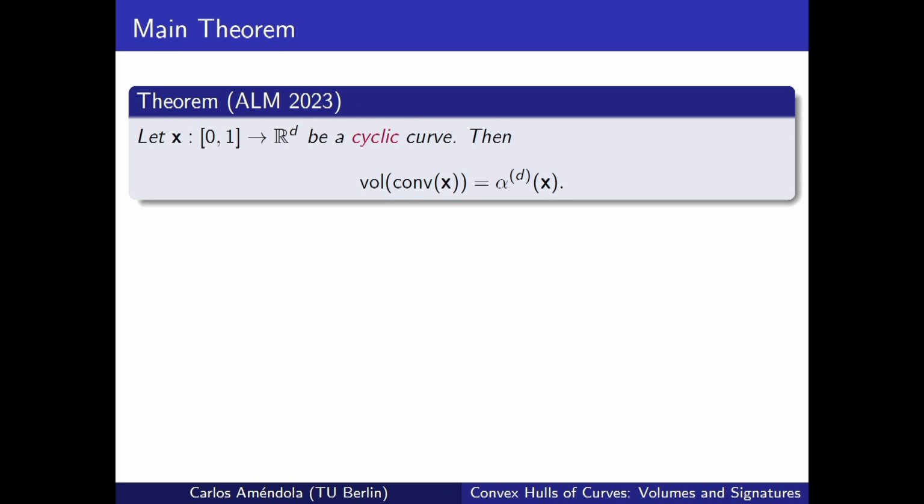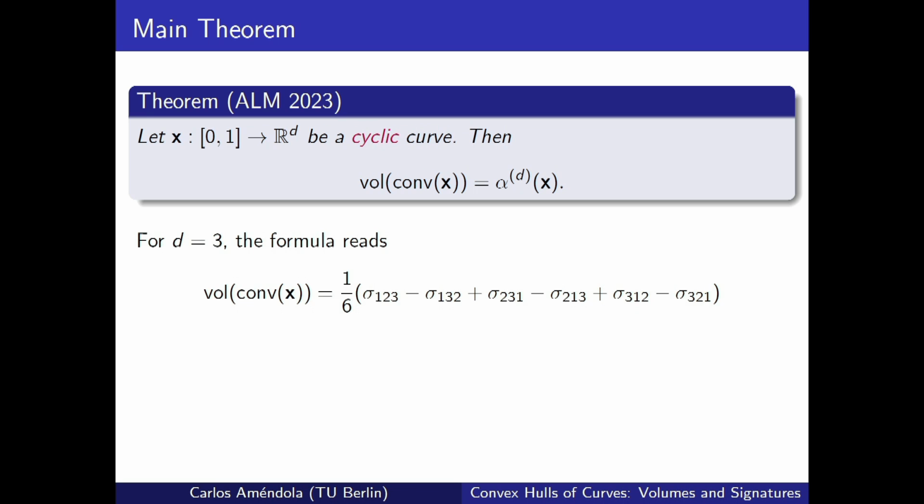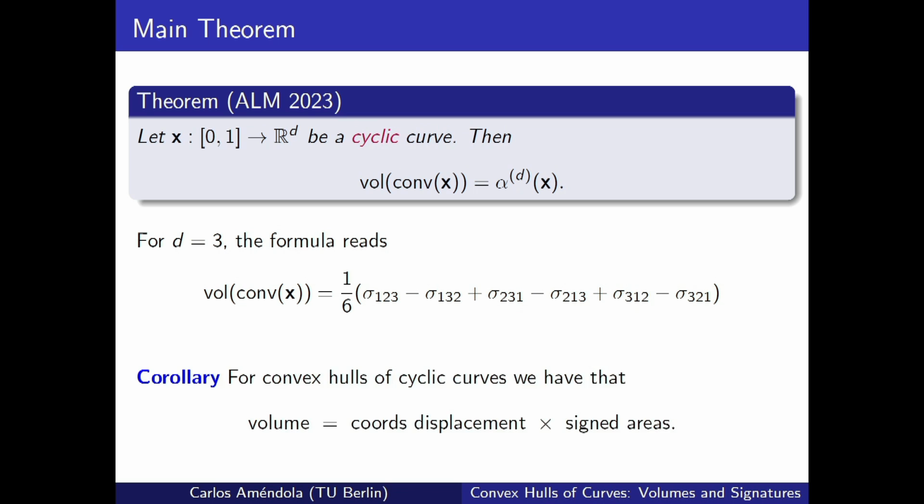And well, so what's the punchline? The punchline is the main theorem: this nice equality, that the volume of the convex hull is given by this alternating signature, holds for all cyclic curves. So that's our main theorem. And for d equals 3, it looks like this. Again, just take all the permutations and look at the sign, and yeah, this 1 over k factorial.